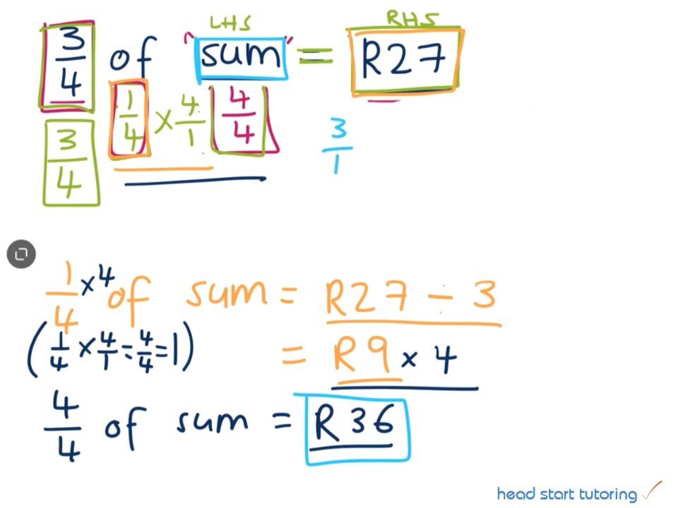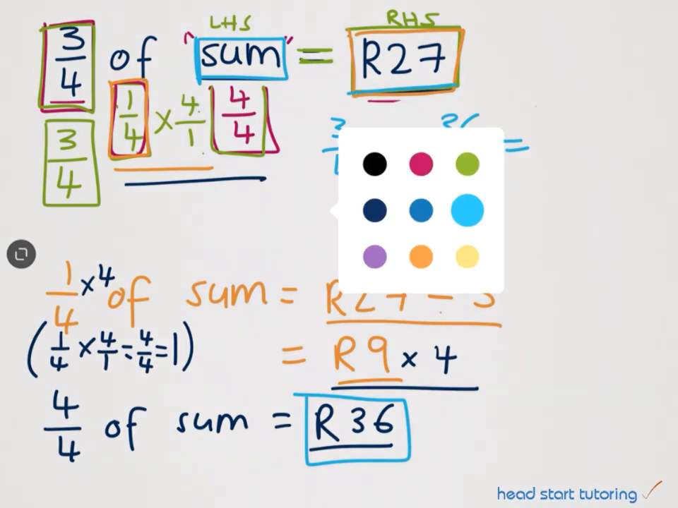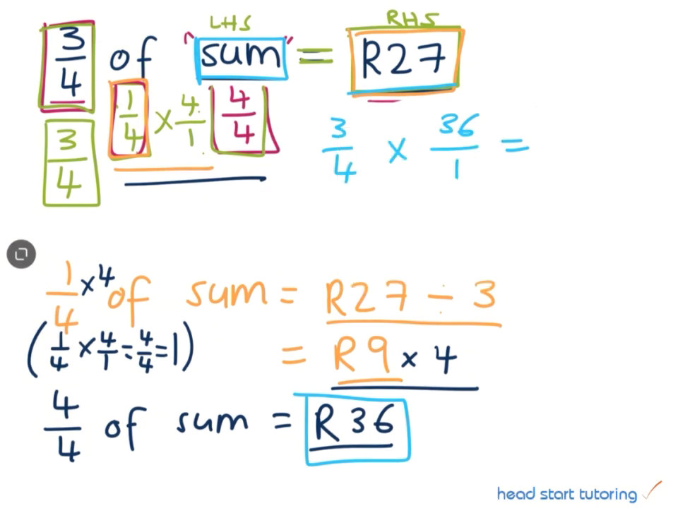So 3/4 of, or multiplied by, 36 Rand over 1, and that should give us an answer of 27. So let's have a look. Let's cross cancel. 4 fits into itself once. 4 fits into 36 9 times. 3 times 9 is 27, and 1 times 1 is 1, so it's 27 over 1, or 27 wholes, which is what we were hoping for.